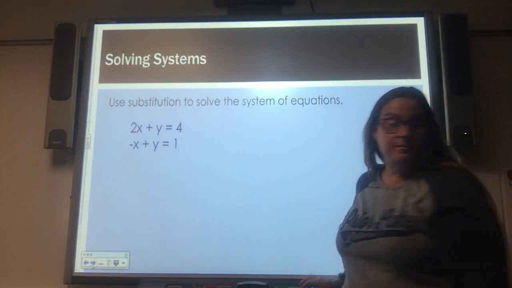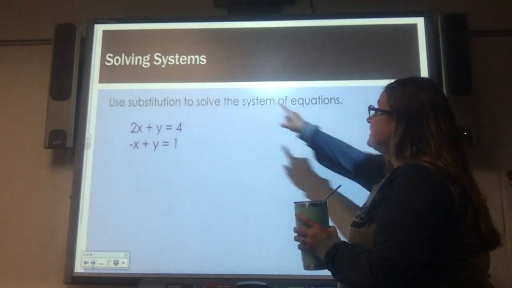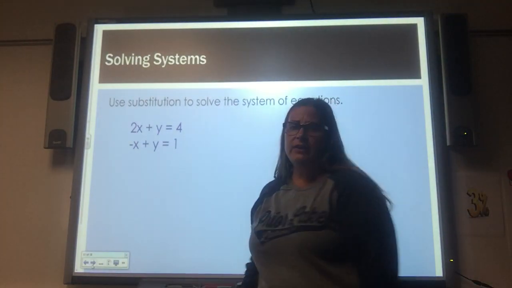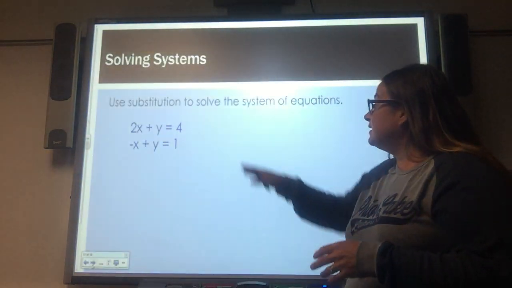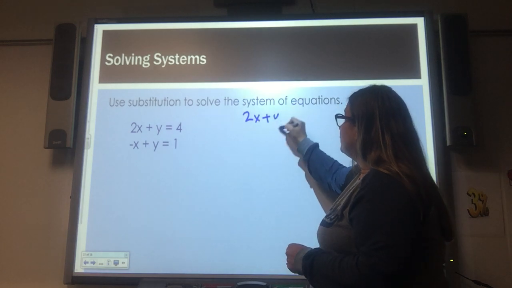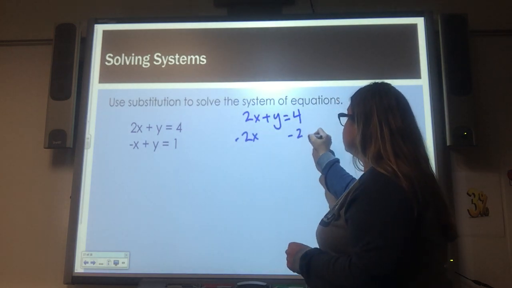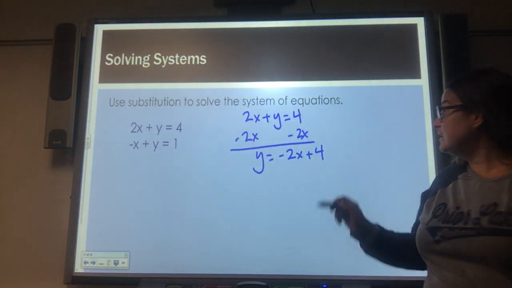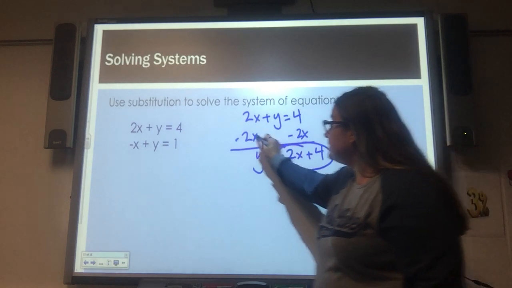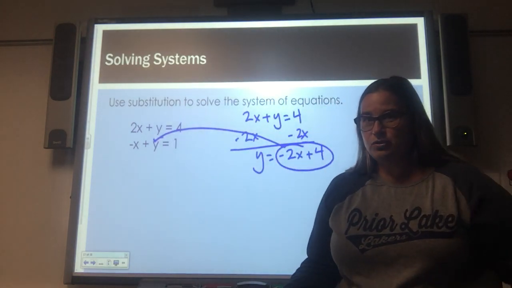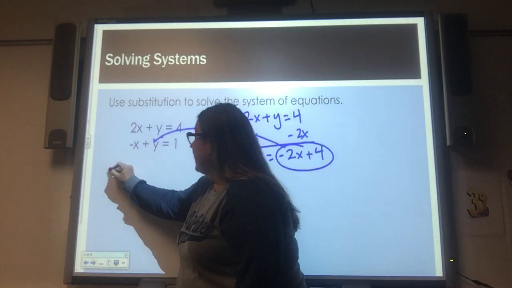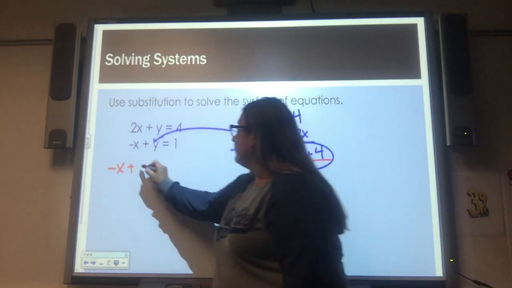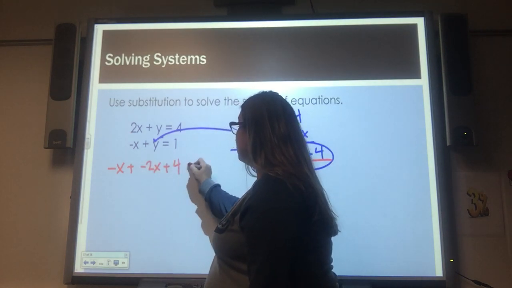Okay, so solving systems is another strategy that you can use by substitution. All right, so substitution means that I take one of these equations and set it equal to either x or y. So if I take this first equation, I'm going to rewrite it so it's y equals. So I'm going to subtract 2x, and I'm going to have that y is equal to negative 2x plus 4. Then I'm going to take this amount right here, and I'm going to substitute it in for y. See why we call it substitution? We're substituting it in. So it's going to become negative x plus, instead of y, I'm going to put what y is. I'm going to put negative 2x plus 4 equals 1.